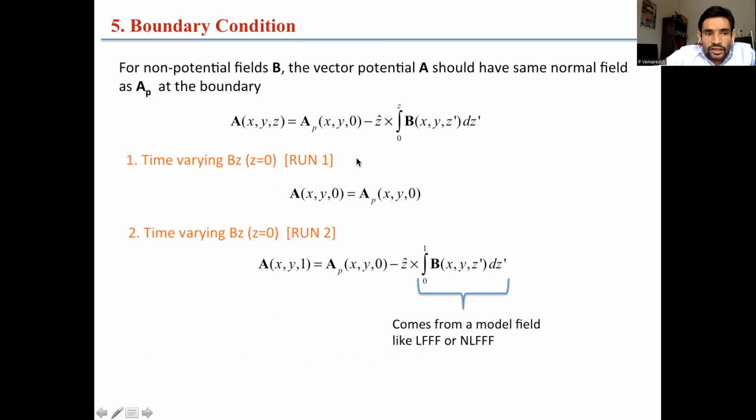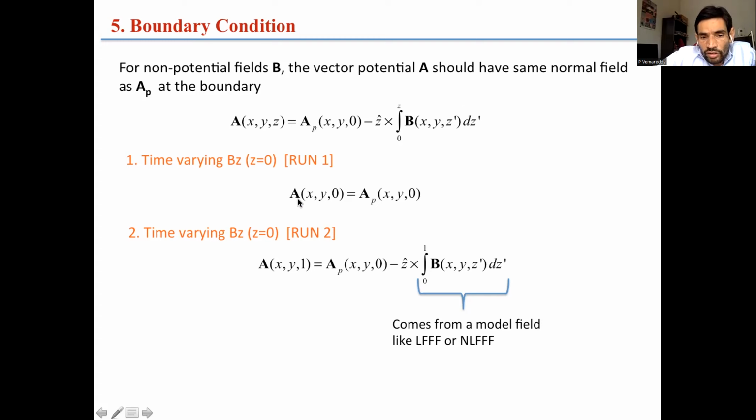So anyway, that is okay. So the boundary conditions, in our case, we use two runs. Okay, we can do two runs. So as I said, from this expression, that is the vector potential, you can get two cases.